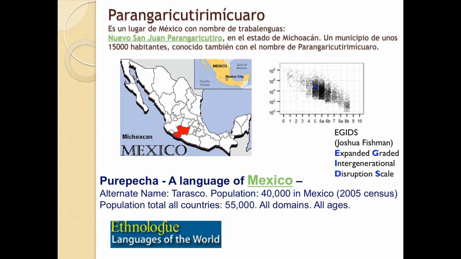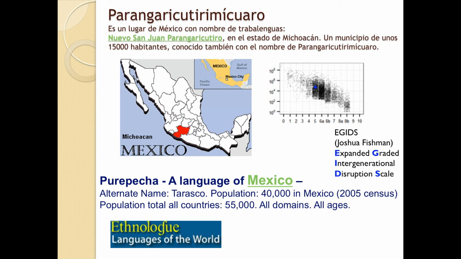So I have a map here of Michoacan, and this is a town in that area. Of course, in Mexico, people speak Spanish, but there are many, many Native American languages there as well. The one that gave us this fantastic place name is called Purepecha, although there are alternate names. Tarasco is one of them.